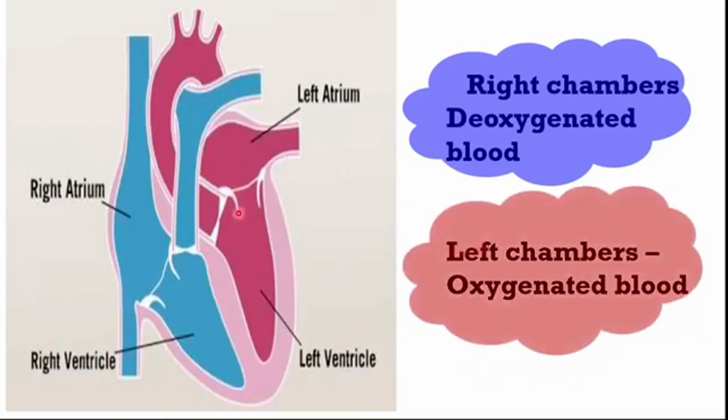How to avoid confusion about which side of the heart has oxygenated blood? Coming to the location of the heart, our heart is situated slightly towards the left side of the thoracic cavity. So left chambers contain oxygenated blood. Now you can easily remember this point. As the heart is present slightly towards the left side, the left chambers contain oxygenated blood. And right chambers are always with deoxygenated blood.